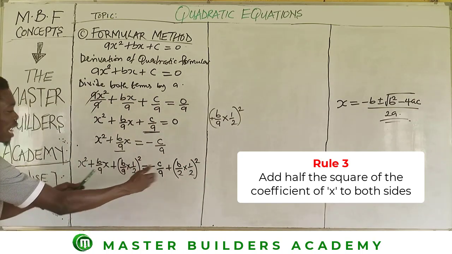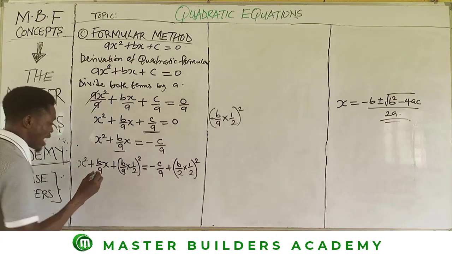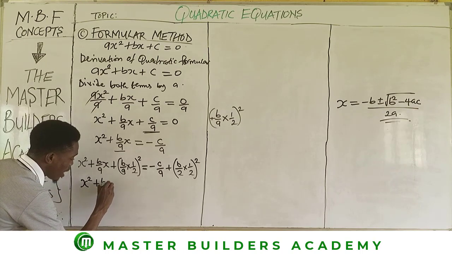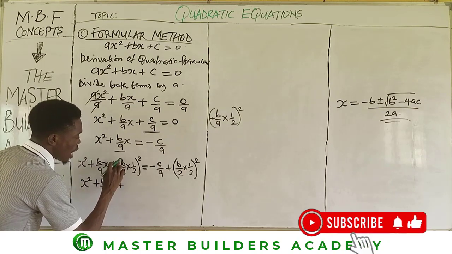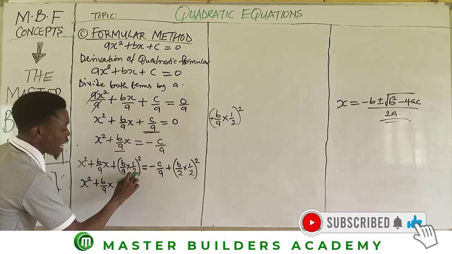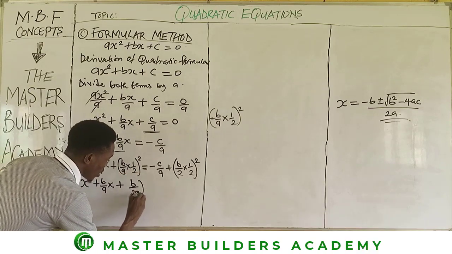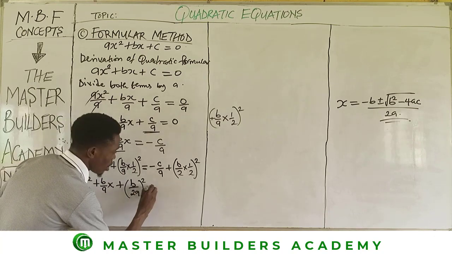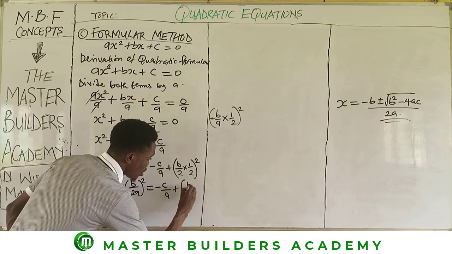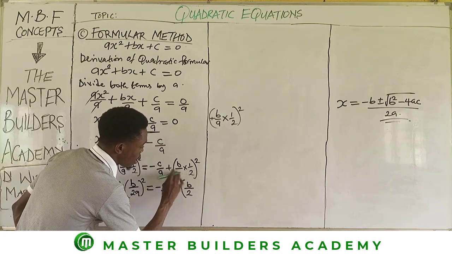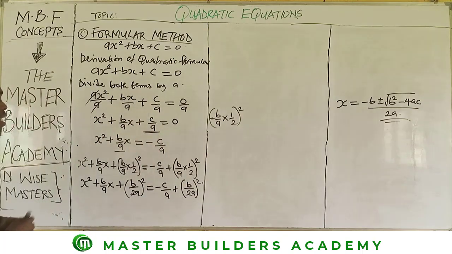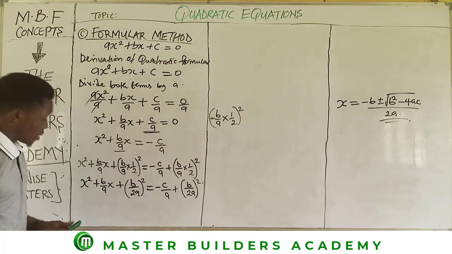Then the next thing we are going to do is to simplify this bracket. This will give us x squared plus b over a x plus, now when we multiply b by 1, we have b, and when we multiply a by 2, we have 2a, all squared, is equal to minus c over a, then plus b over 2a all squared.